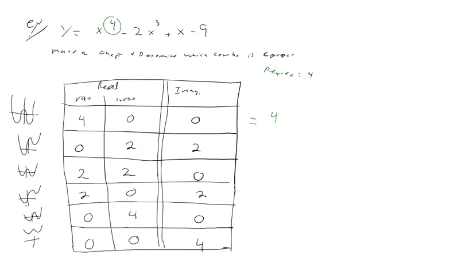x to the 4th power minus 2x to the 3rd power. Oh, interesting. Starting to take shape. You see there? Plus x, interesting, minus 9. Okay, whoa. Interesting. So there is our situation.